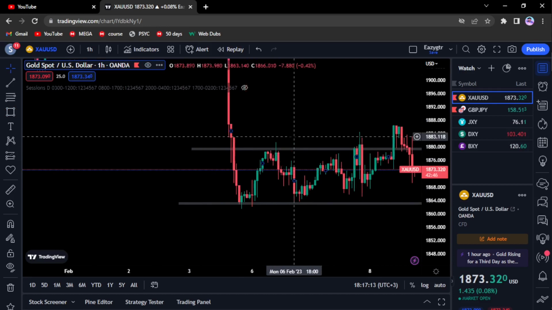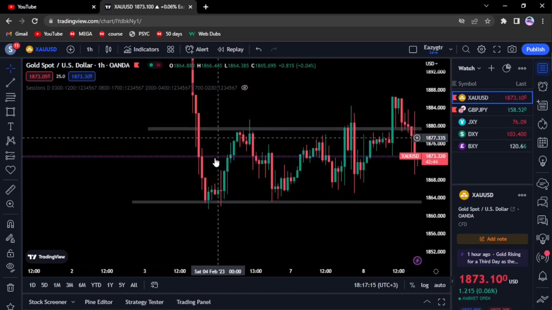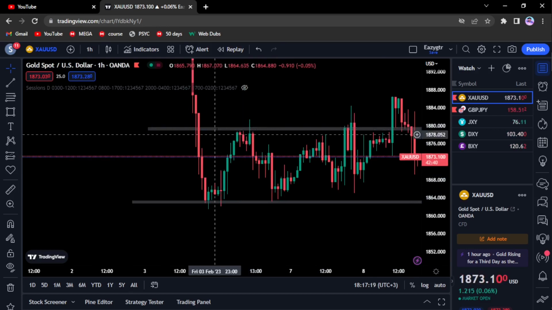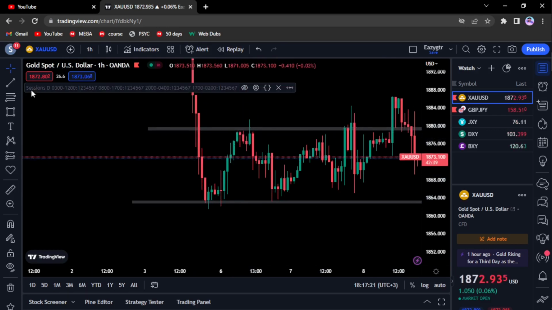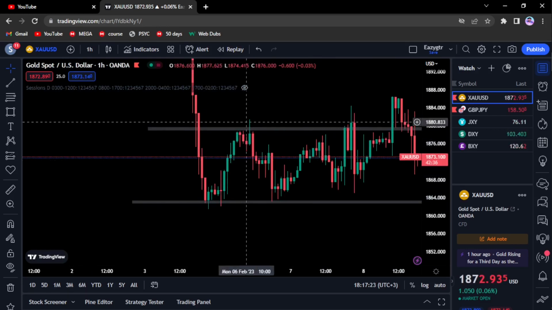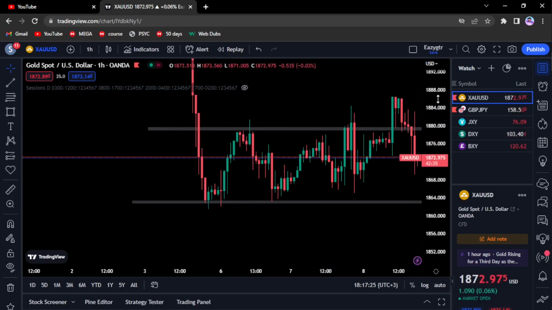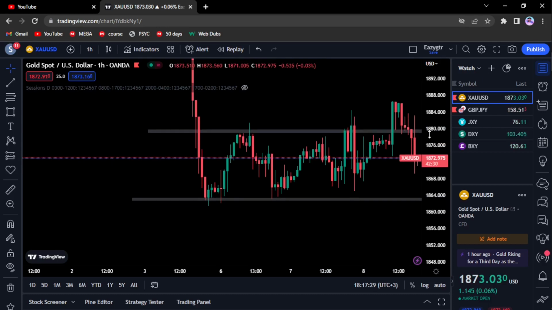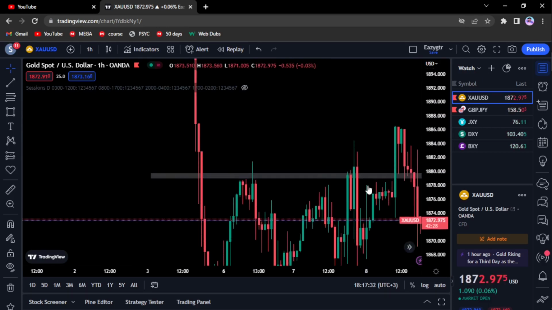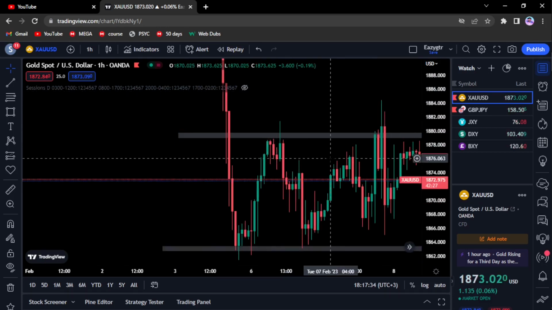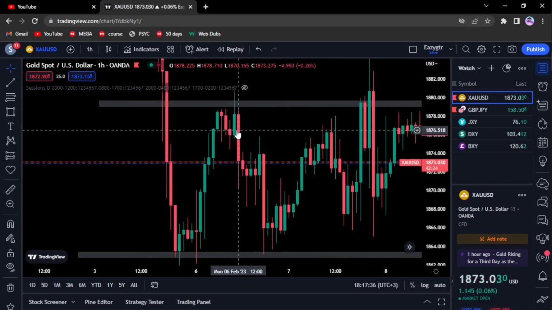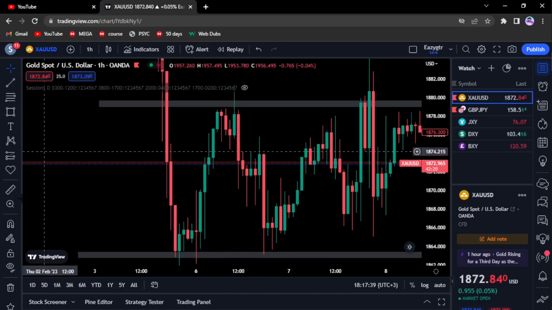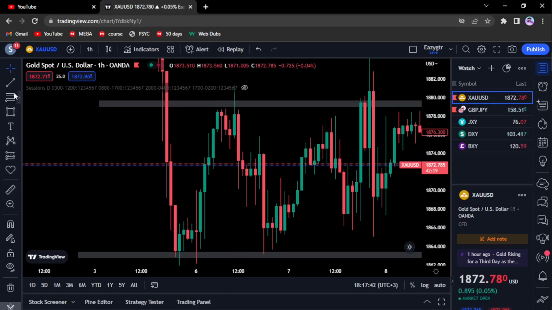So here's what I did. When price came up, as you can see, price wasn't able to break this zone, and we are in a range. And if you've been watching previous videos, you know that I trade from range to range. When I realized price wasn't able to break this zone and it formed bearish, I expected price to come down to retest this low, and that's exactly what happened.